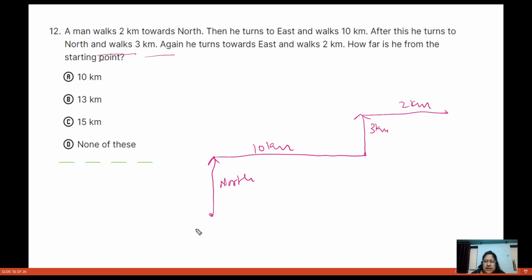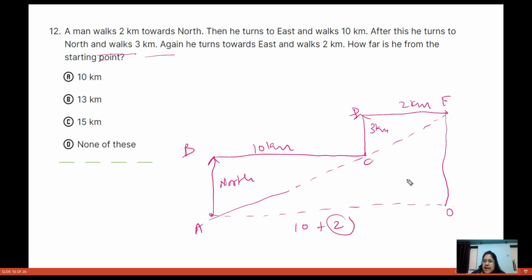So let us name our points A, B, C, D, E. Basically we have to find the distance AE. For that, let us consider this point O. So we need to know AO and EO. This we know is 10 plus 2, and this is 2 kilometers and this is 3 kilometers, so this is 5 kilometers.